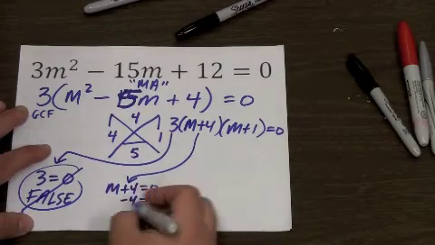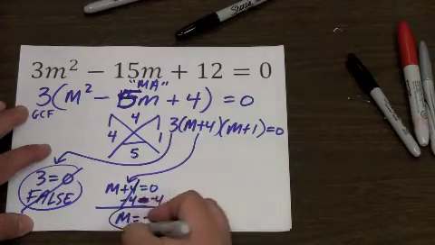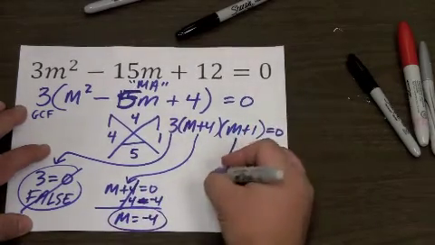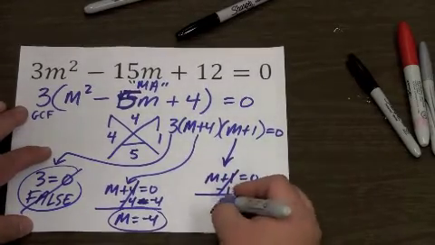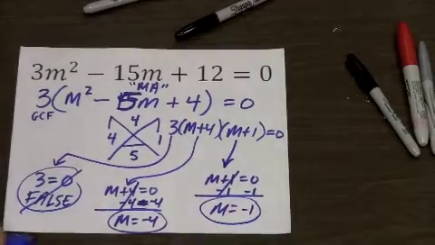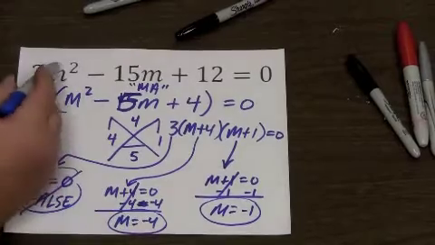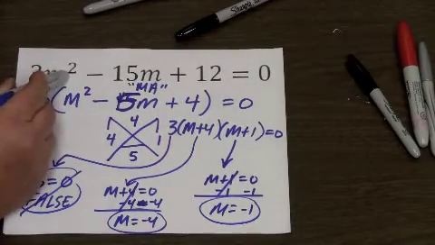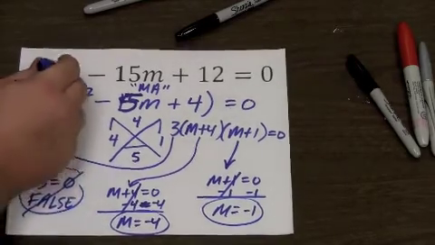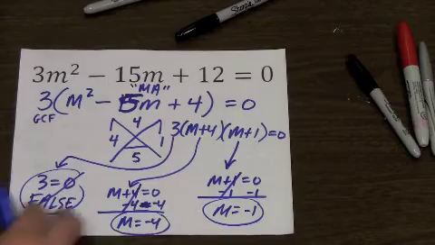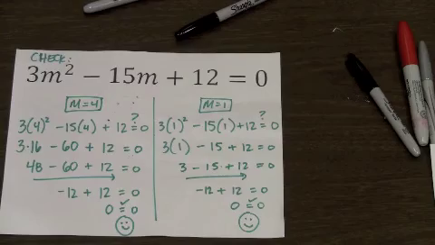Subtract 4. M is going to equal negative 4. Set this one equal to 0. M plus 1 equals 0. Subtract 1. Whatever you do to one side, you do to the other. M equals negative 1. 2 perfectly good answers coming from this quadratic. Here's a hint. The max number of answers that you should get, solutions, should match the degree of the polynomial. So we have a degree of 2, so the highest we can have is 2. And here's the last check. You plug these in and they work.